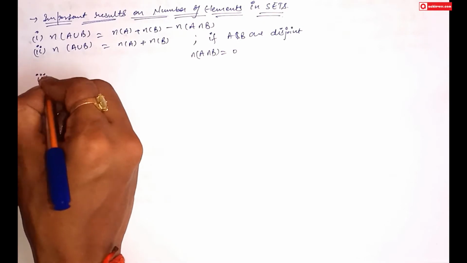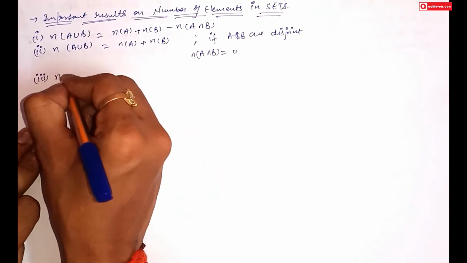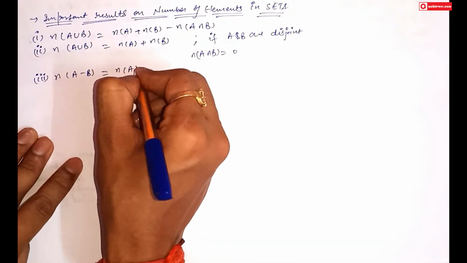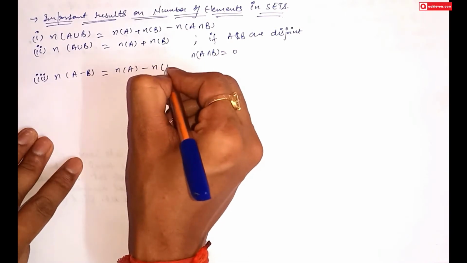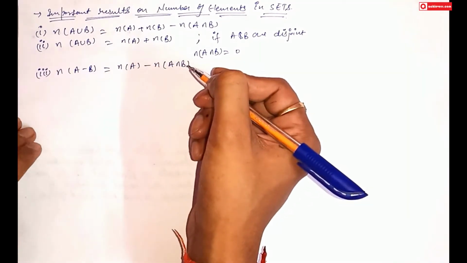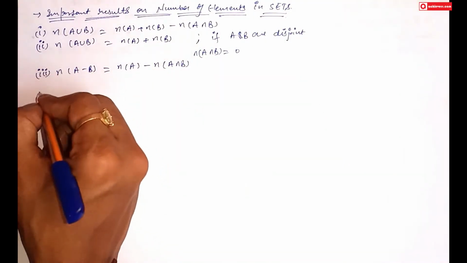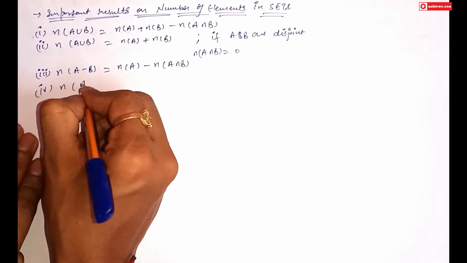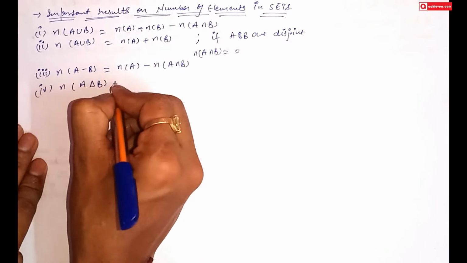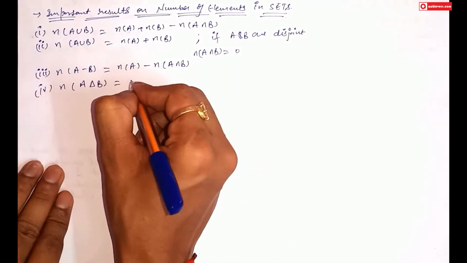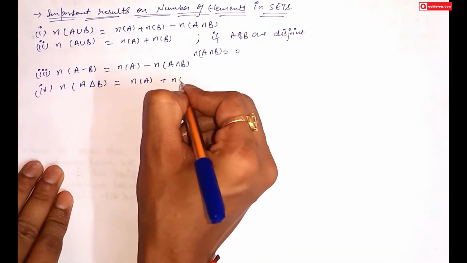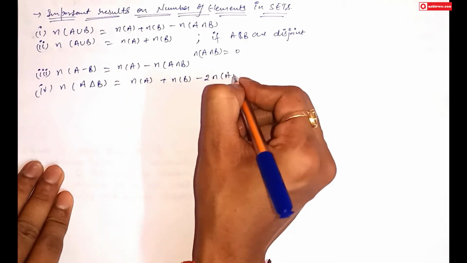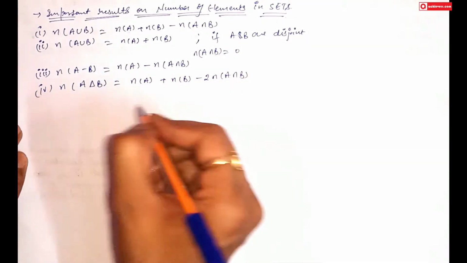Third one, n of A minus B, that is equal to n of A minus n of A intersection B. Fourth result, n of A symmetric difference of B, that is equal to n of A plus n of B minus twice n of A intersection B.